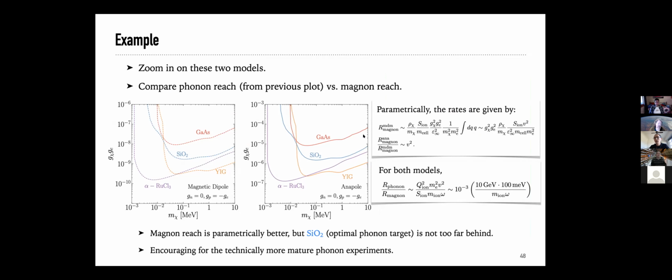Yeah, I guess for something like gallium arsenide, we expect the calculation to be pretty accurate. But for something like alpha ruthenium trichloride, we don't even know the exact model for the effective spin Hamiltonian. There is literature trying to take experimental data and DFT calculations and combine everything, and people have written down different models for these materials. So there could be some uncertainty there.